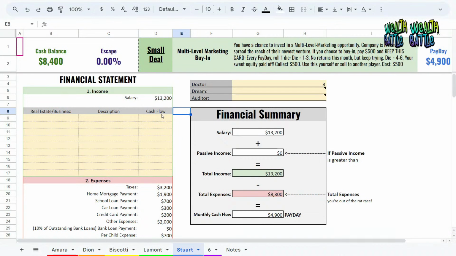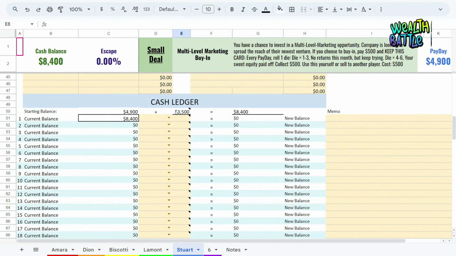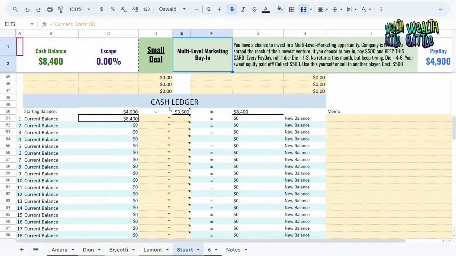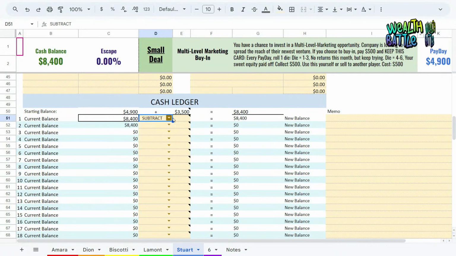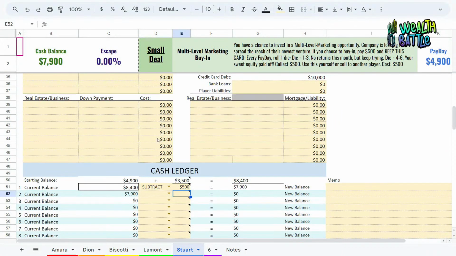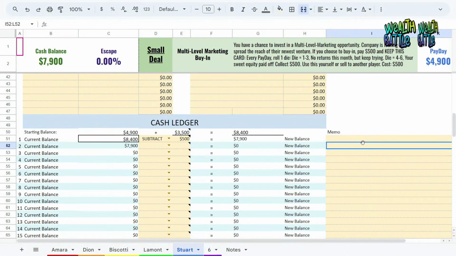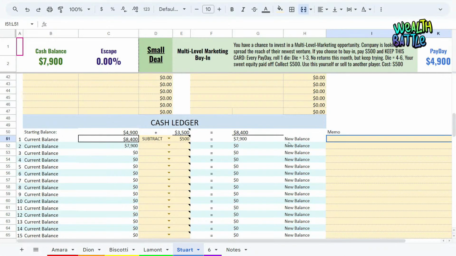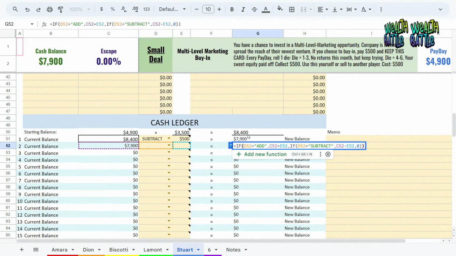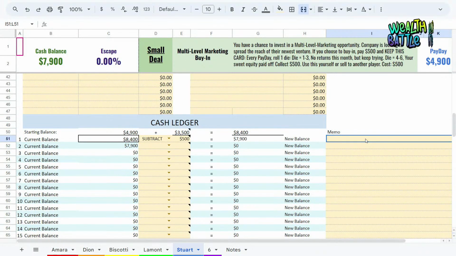Okay, so two things. On your next turn, you're going to do it by going to the chat and then opening up the links up here, the docs and the Jamboard. But on this one, I'm going to do it for you and show you how this works. This is going to be your crash course. Are your eyes focused? Yes, sir. Excellent. So we're going to come down all the way to Cash Ledger, and we're going to pay the multi-level marketing company $500. So we're going to subtract $500. Yellow is what you write in. You don't write in non-yellows. Otherwise, it makes bad things happen because there's a lot of formulas everywhere. All right, so under memo, we're just going to plop in MLM buy-in.